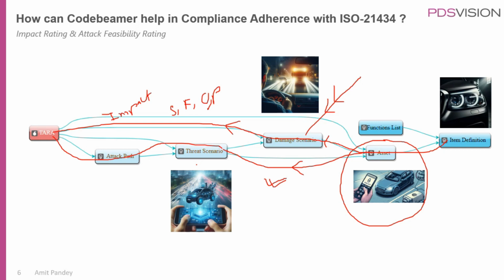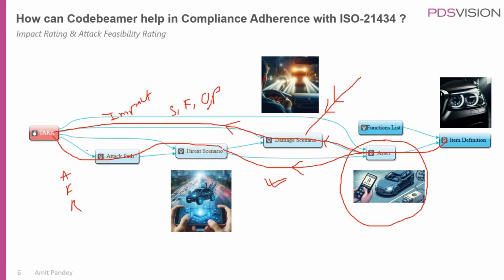You identify all the paths, what the hackers can do, and then for each one you do an attack feasibility rating. That is, you think about what expertise the hacker should have, what knowledge the hacker should have, and based on that, you do an attack feasibility rating.